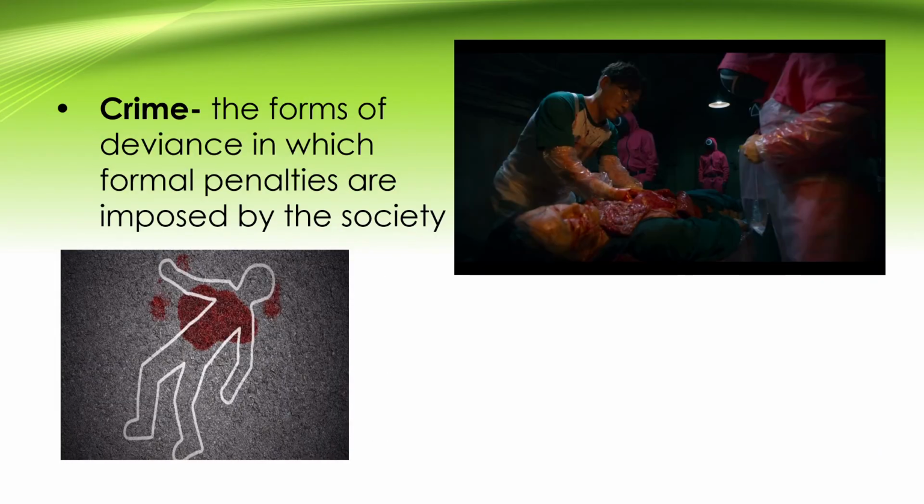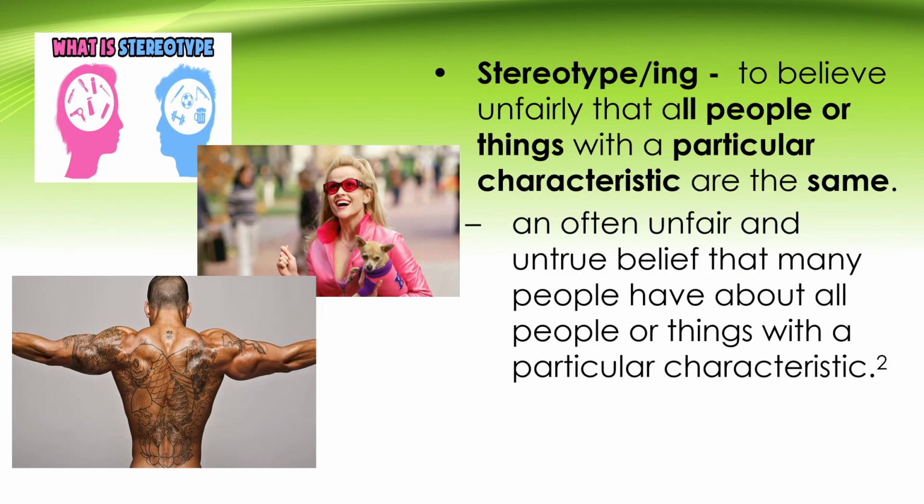Next, crime is a form of deviance in which formal penalties are imposed by the society. Stereotyping. These are negative.